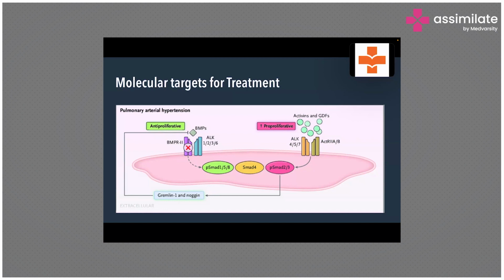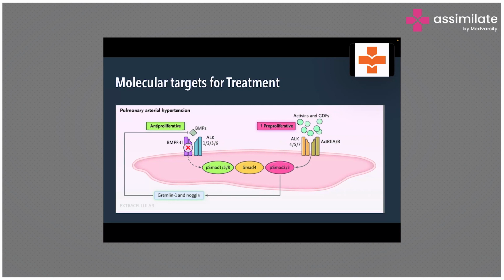So here you have 2 arms. The one is the anti-proliferative arm. The other one is the pro-proliferative arm. In the anti-proliferative arm, you have the BMPs, that is the bone morphogenetic proteins. They act via the BMPR receptor 2. So this is on one side. On the other side, you have the activins. Activins are other proteins. They act through the activin receptor 2A or 2B.